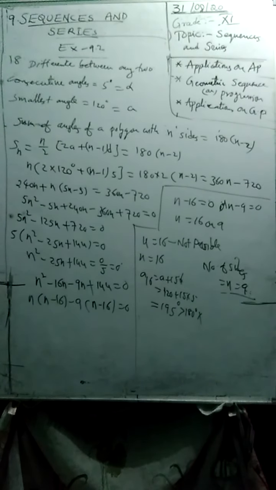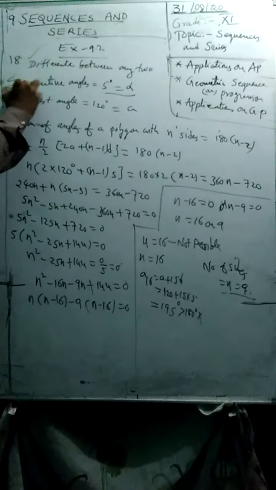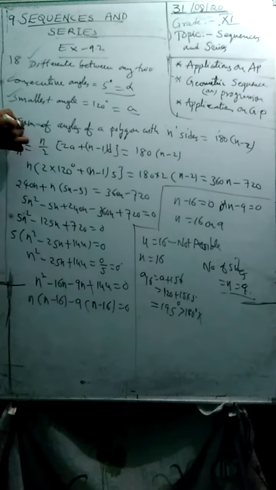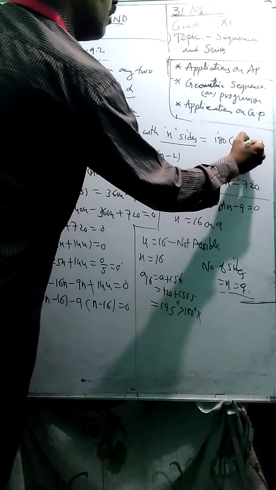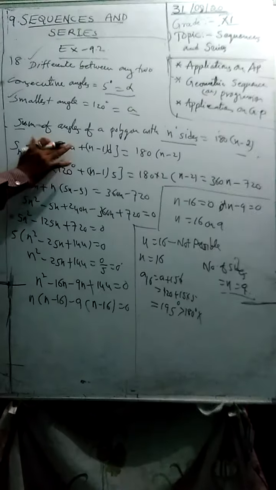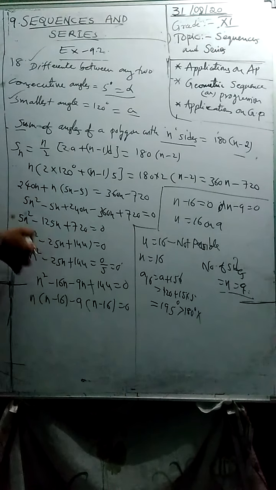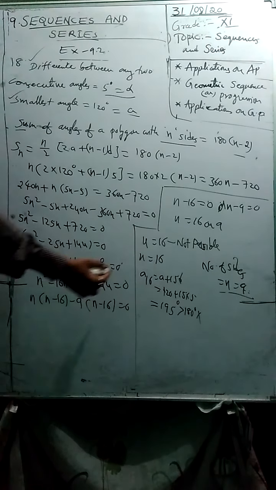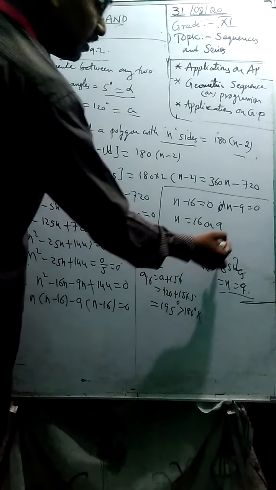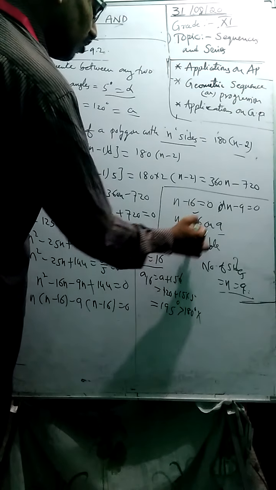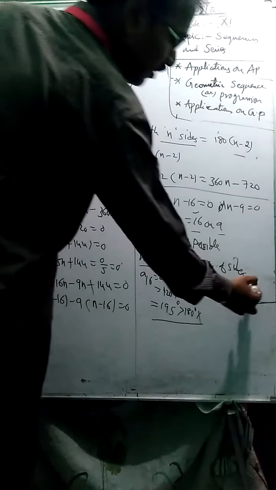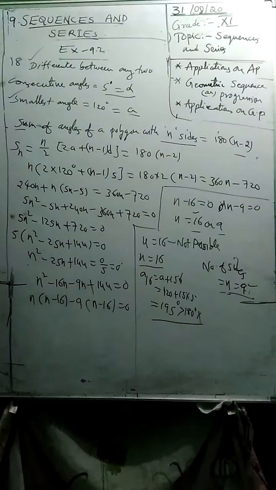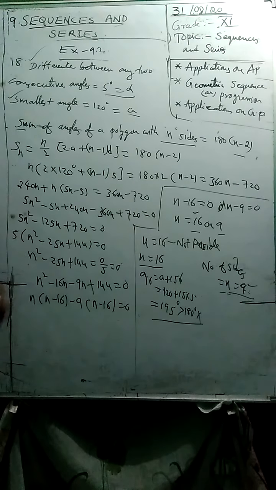Once again I'll repeat. First you take the difference between any two consecutive angles as d, and the smallest angle as a. The sum of angles of a polygon with n sides is defined as 180 of (n minus 2). Then substitute the values, simplify, and we get a quadratic equation, solve it. We got n equal to 16 and n equal to 9, but 16 is not possible because the angle is greater than 180. So n equal to 9 only is possible. So the number of sides of the polygon equals 9.